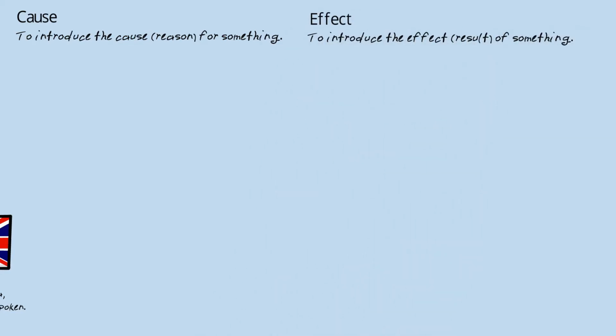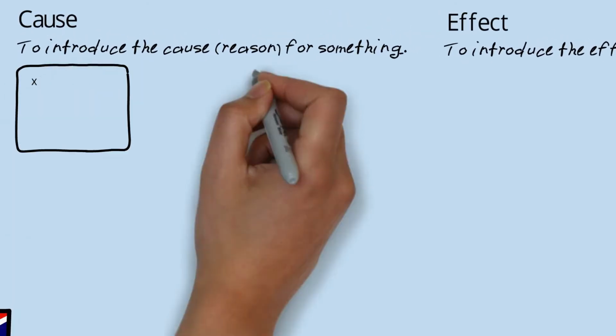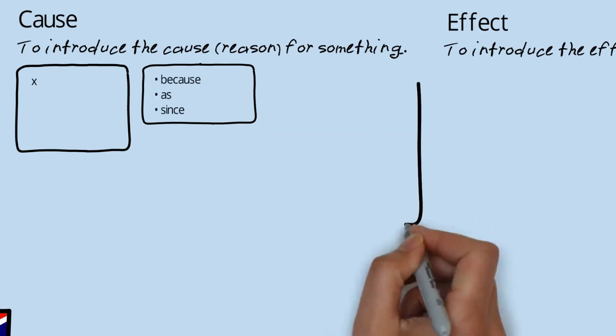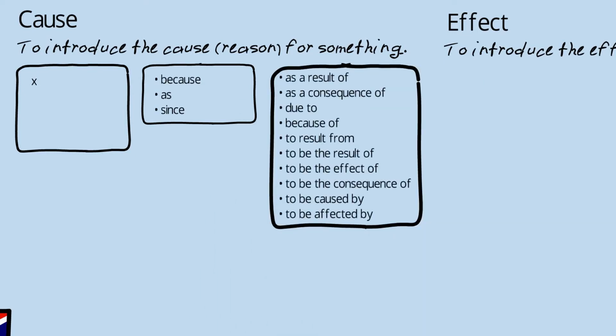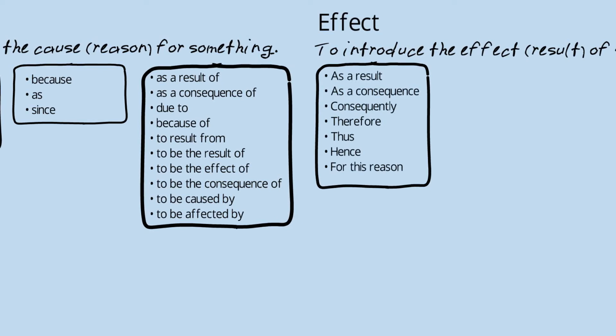So for cause there are no sentence connector transitions. Clause connector transitions are because, as, since, and there are many other type transition signals. For effect there are quite a few sentence connectors, as a result, as a consequence, and so on. And you can actually see that some of these are very similar.